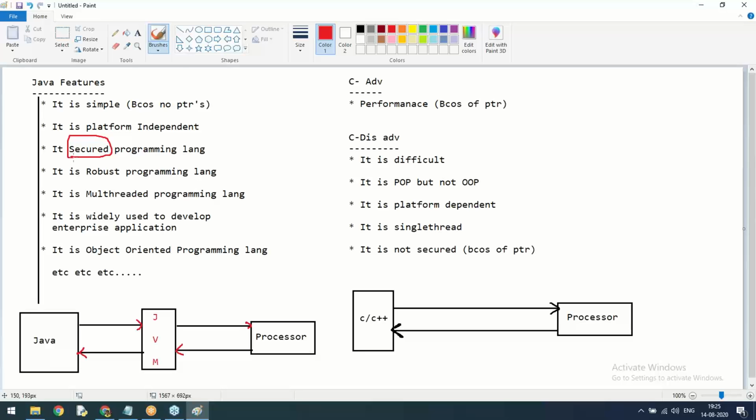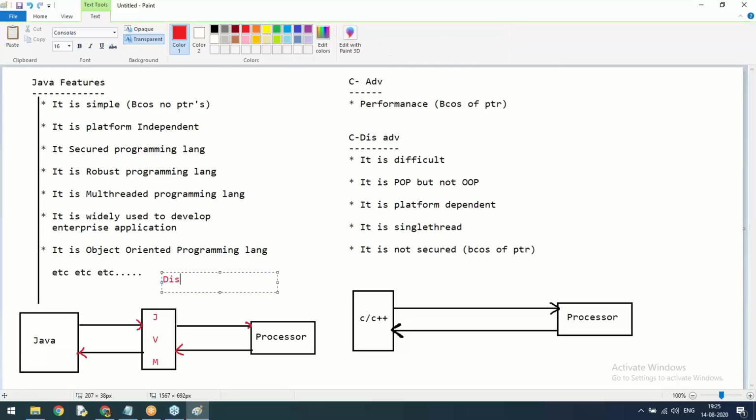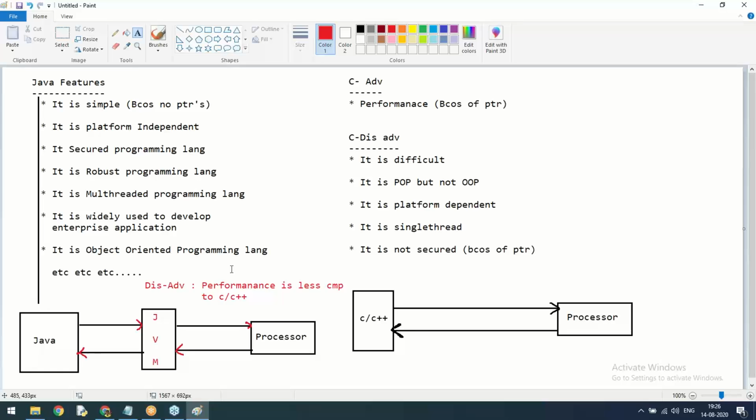Did you understand why C is not secured? Why Java is secured? Understood why C is good in performance? Did you understand why Java is not good in performance? Java has only one drawback. Only one problem is there in Java. Disadvantage of Java, I will write it here. What is the disadvantage of Java? Tell me, please. Performance. Performance is less compared to C++.